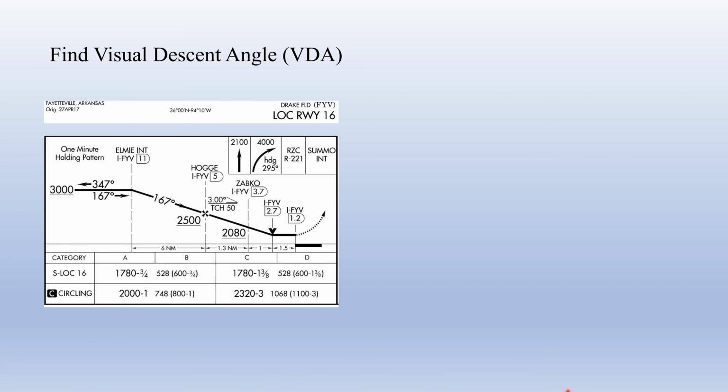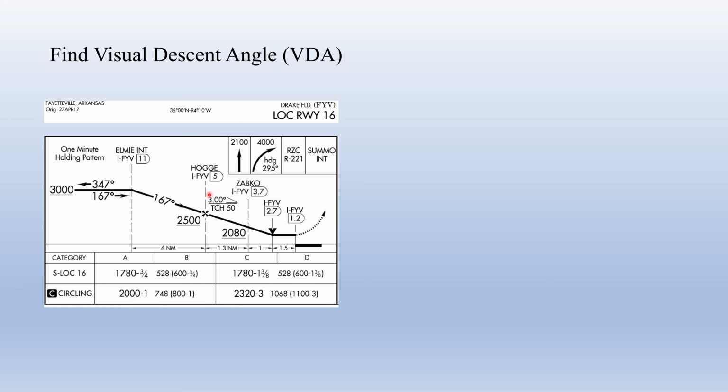So determining your visual descent angle is fairly straightforward. All you need to do is look on the profile view of the chart. So we'll pull up the profile view for the approach we're going to use to demonstrate a localizer approach, which is the localizer to runway 6 into Drake Field in Fayetteville, Arkansas. The ICAO identifier for that field is Kilo Fox Yankee Victor.